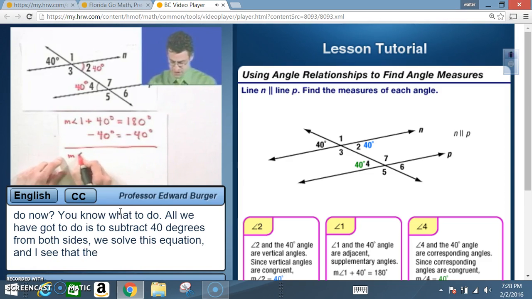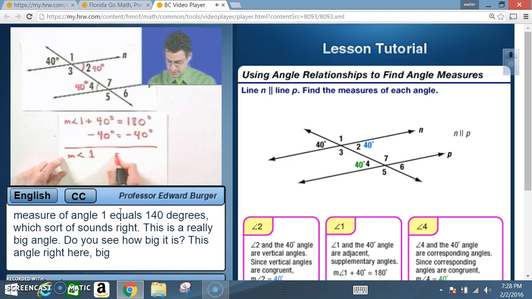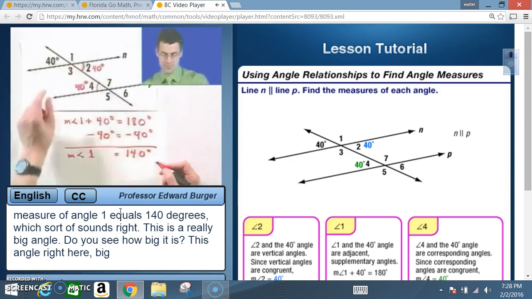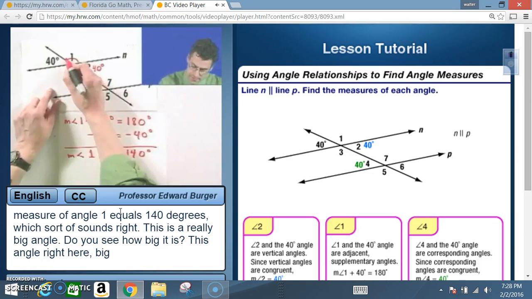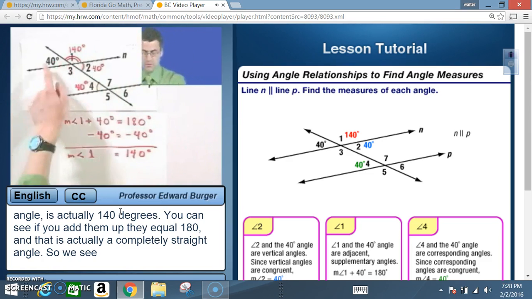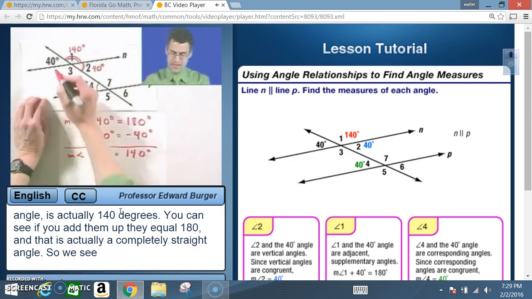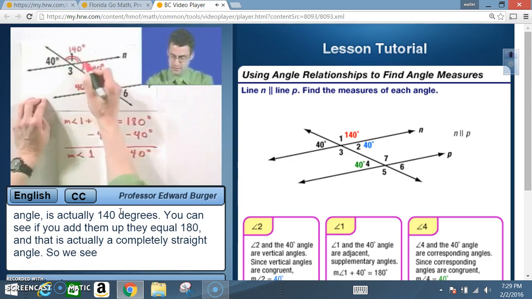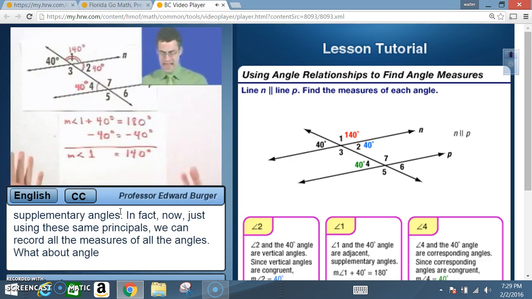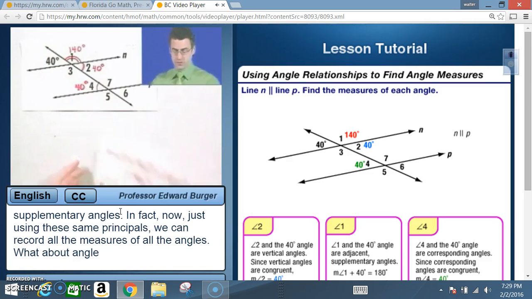And I see that the measure of angle 1 equals 140 degrees, which sounds right because it's a really big angle. You see how big it is? So this angle right here, big angle, is actually 140 degrees. And you can see if you add them up, they equal 180, and that's a completely straight angle. And so we see supplementary angles. And in fact, now, just using these same principles, we can record all the measures of all the angles.